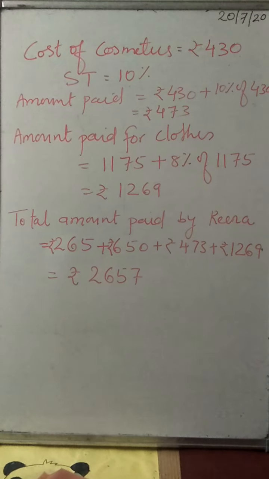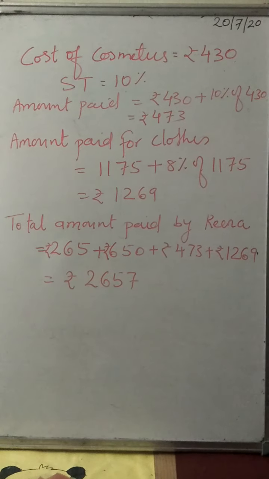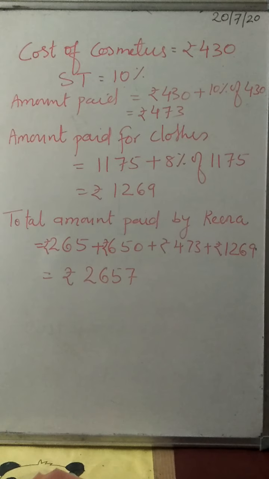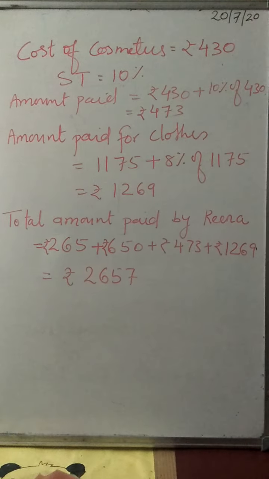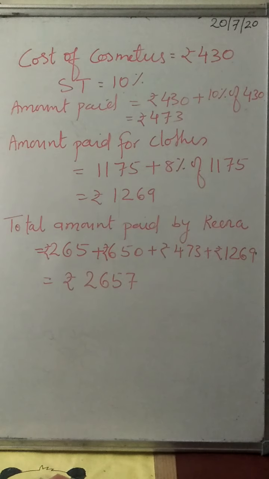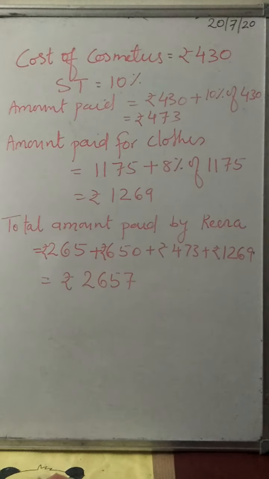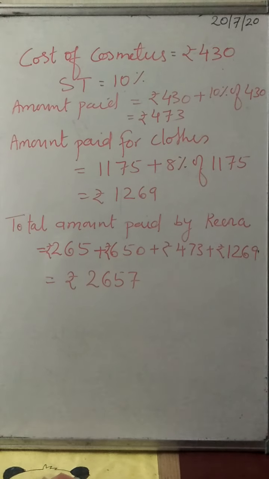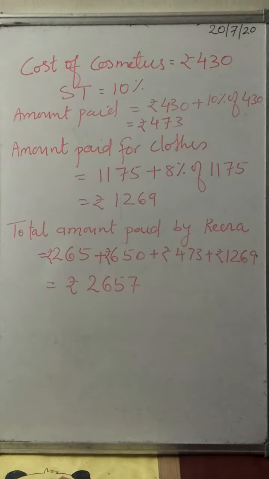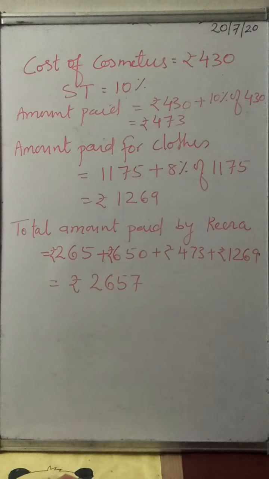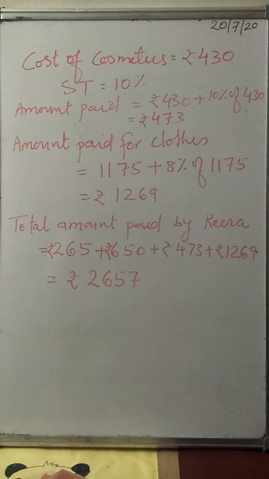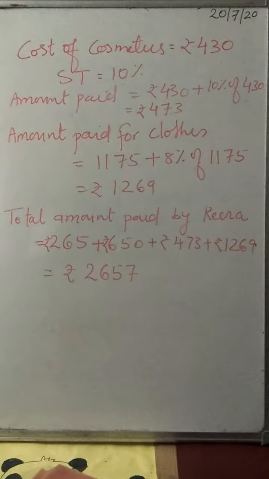Tanvi bought a watch for rupees 1980 including VAT at 10%. Find the original price of the watch. Now here, whatever amount is being paid, that is given, 1980. We need to find, 10% is VAT over it. We have to find the original price of the watch. So what you have to do is subtract the amount of VAT and that will be the original price.